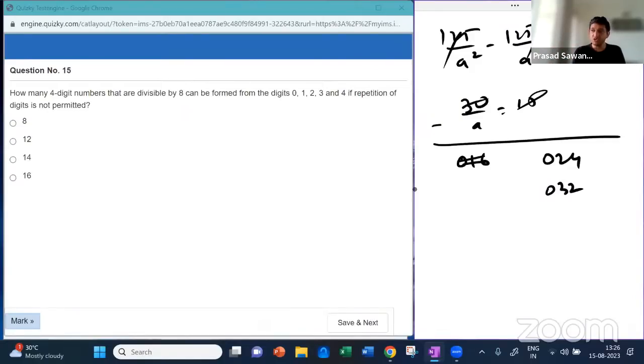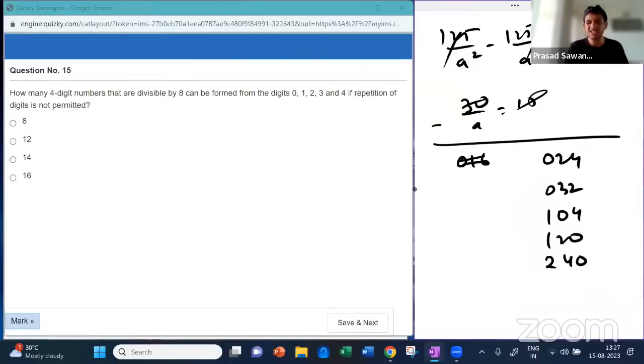100 is not. 104 is a multiple of 8. 112 is a multiple of 8. 120 is a multiple of 8. 128 is a multiple of 8. 136 is a multiple of 8. 144 is a multiple of 8 and so on. It won't work beyond that. We'll check the 200s. 200 is a multiple of 8. 208 is a multiple of 8. 216, 224 won't work. 232 won't work. 240 will work. 248, beyond 256 there's no point.